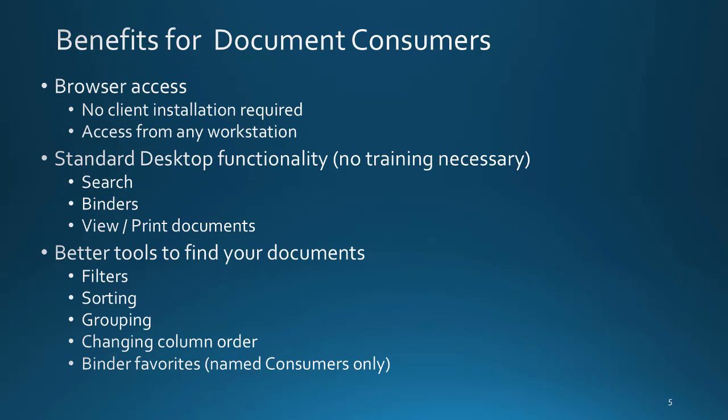Here are a handful of benefits that document consumers receive from utilizing Desktop Web Access in their daily work. They can access via browser, which means they can access their documents from any workstation, or their phone, or their tablet. Desktop Web Access has the standard desktop functionality, so they can search for documents, use binders, view and print documents, all while not having to be trained on a whole new system.